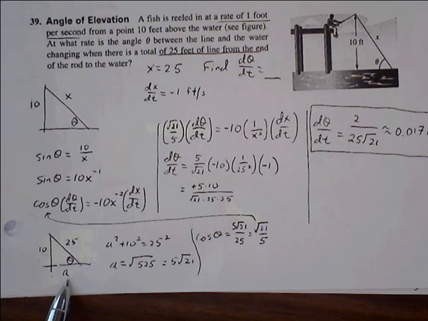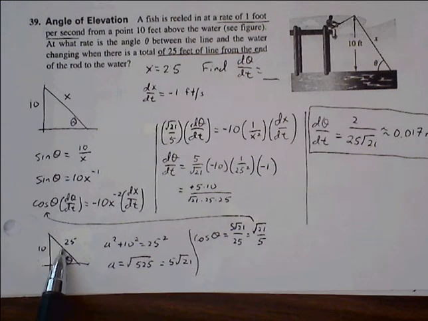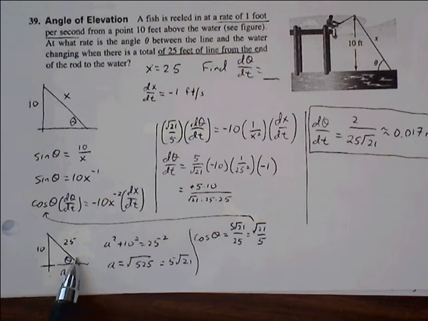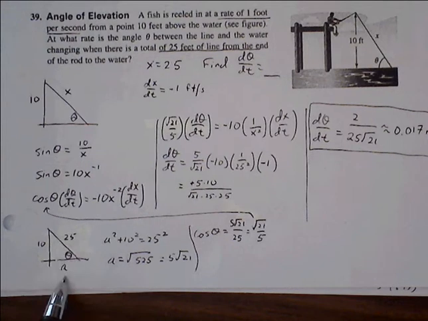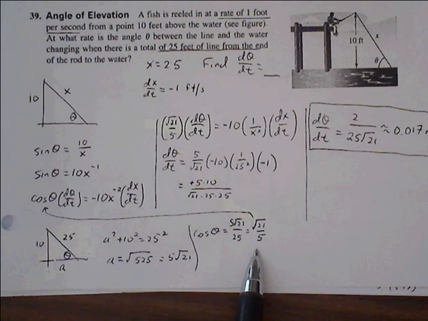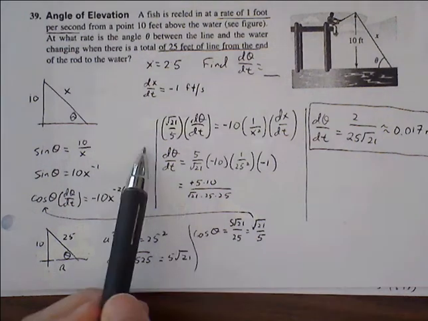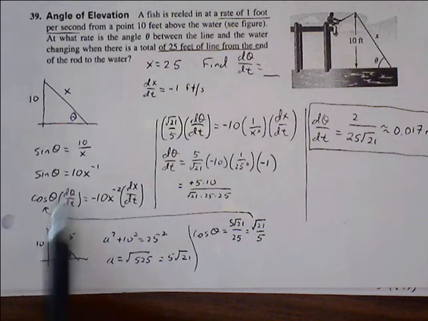I'm going to call this a. So a is the horizontal length, and 25 is the hypotenuse at this moment in time. So 10 squared plus a squared equals 25 squared. We solve for a, which is the square root of 525, which is 5 root 21. So cosine of theta is just going to be adjacent over hypotenuse. So 5 root 21 over 25, which reduces to root 21 over 5. So now we have a substitution for cosine of theta. So cosine of theta gets replaced with root 21 over 5.